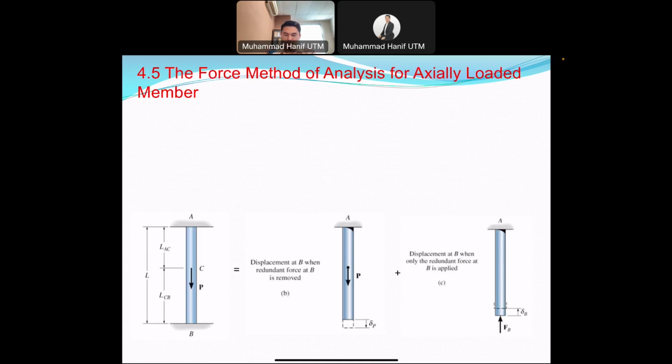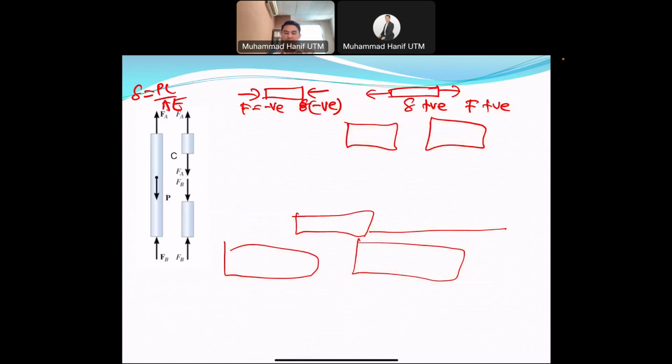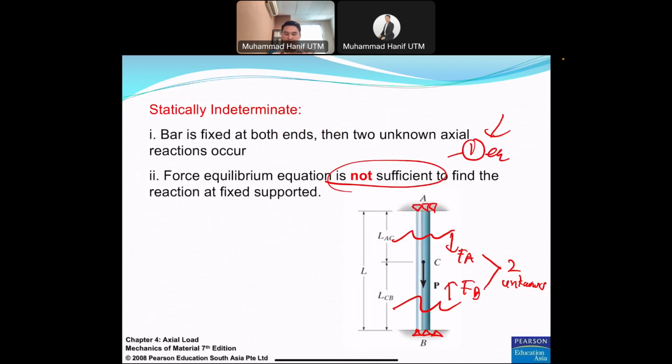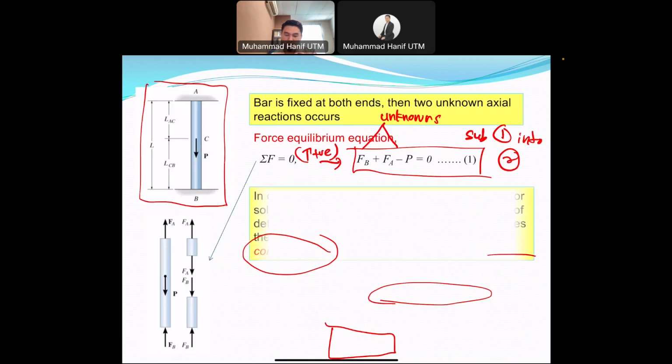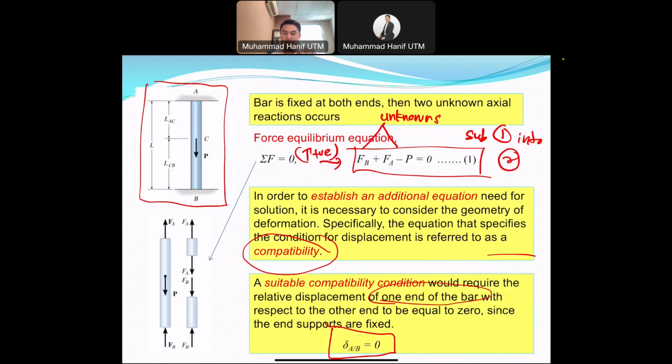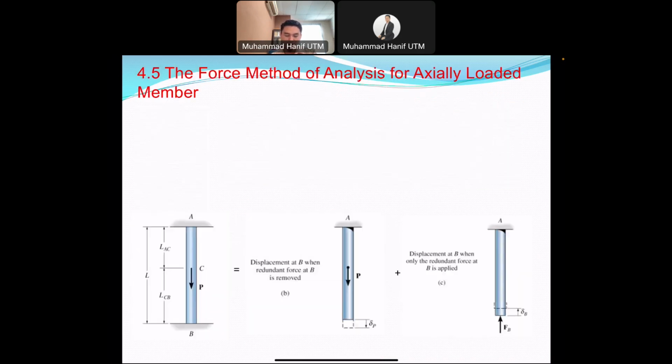So this is the condition where we have the statically indeterminate model condition. You have to apply the deformation condition to get another equation. And the next one is the force method of analysis for axially loaded members. Once you have that condition, this is the way that we can generate the method for the analysis.